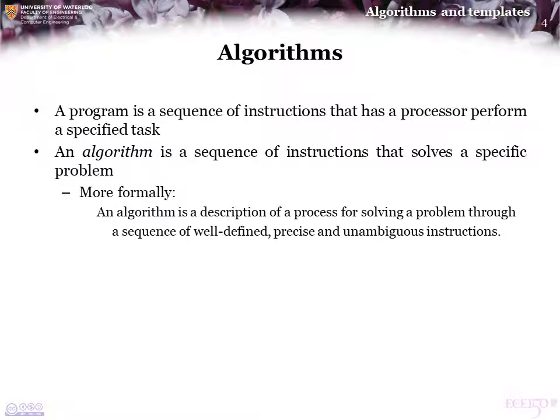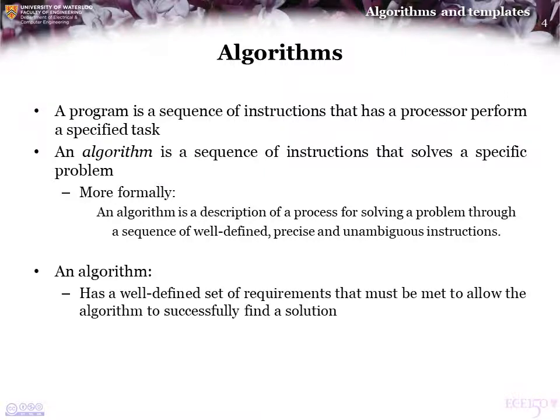More formally, an algorithm is a description of a process for solving a problem through a sequence of well-defined, precise, and unambiguous instructions. An algorithm has a well-defined set of requirements that must be met to allow the algorithm to successfully find a solution, and the algorithm will, of course, describe the format of that solution.